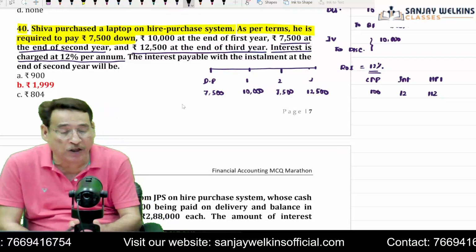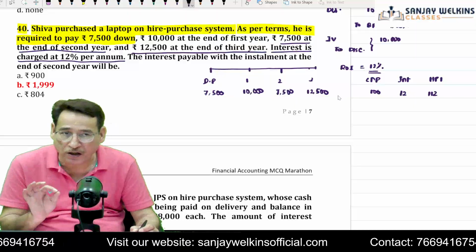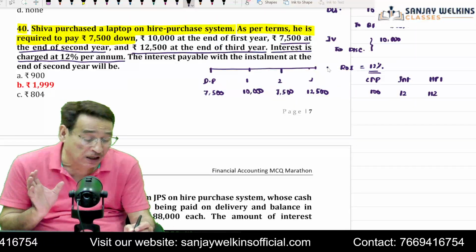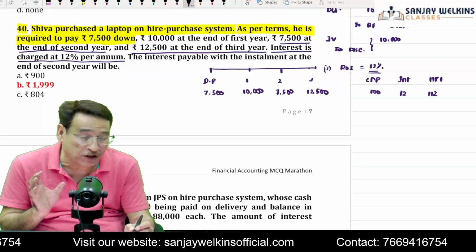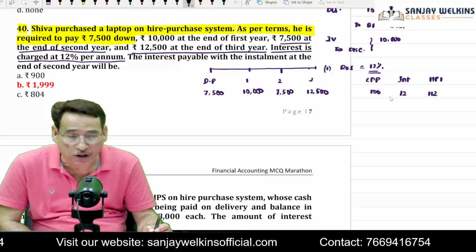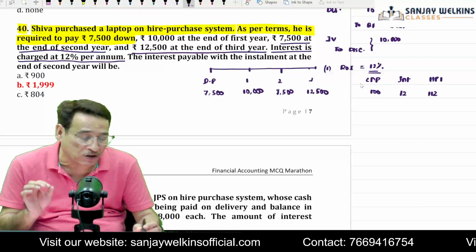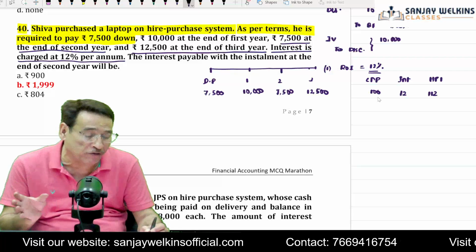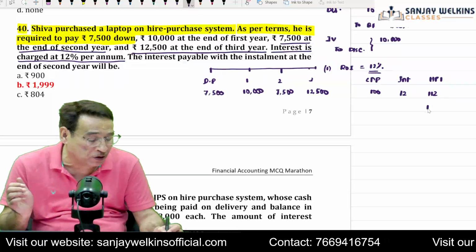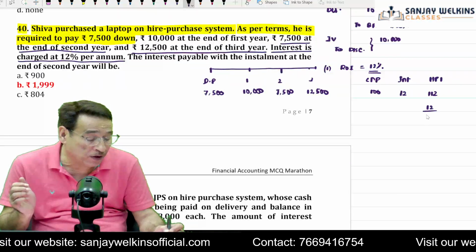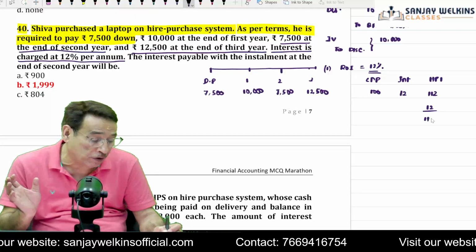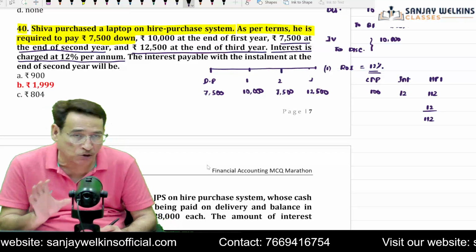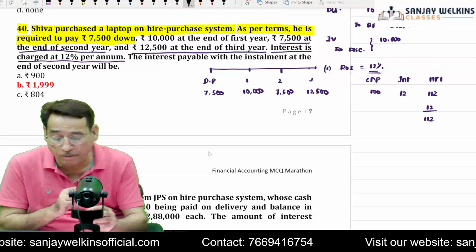Now, in this particular question, cash price is not given. If you remember, we have had a lot of discussion when we did hire purchase. I told you that in case the cash price is not given, your first target should be to convert the rate of interest into hire purchase installment. So rate of interest on hire purchase installment will be 12 by 112. This should be your first step. Is it clear to you?